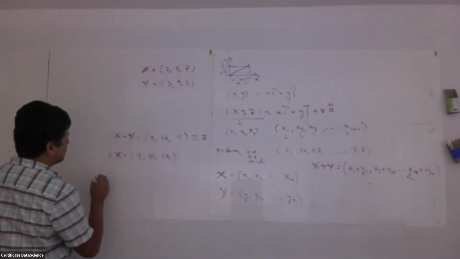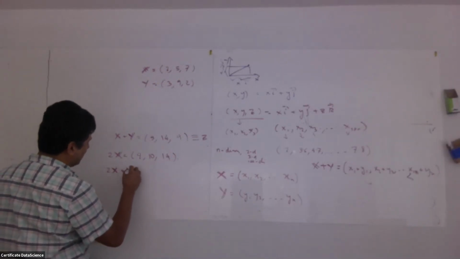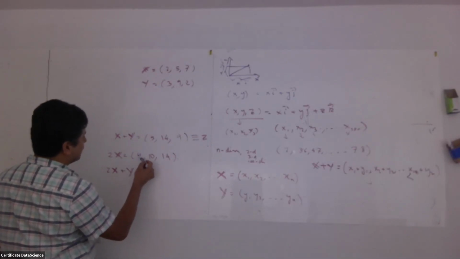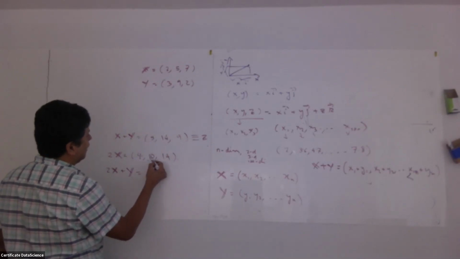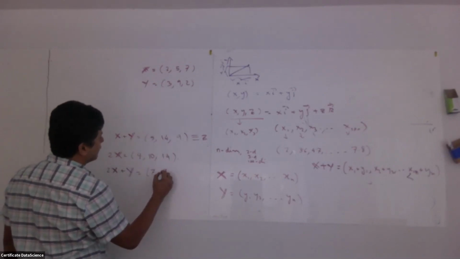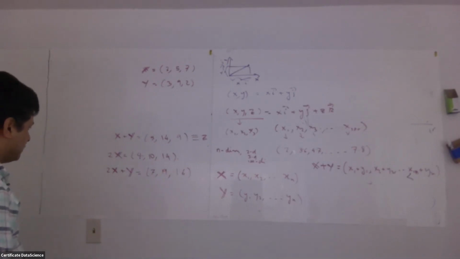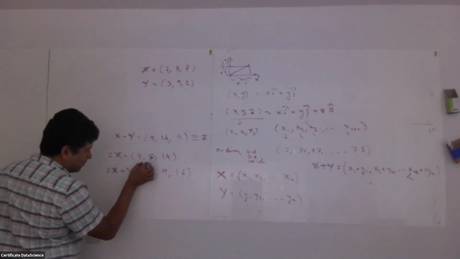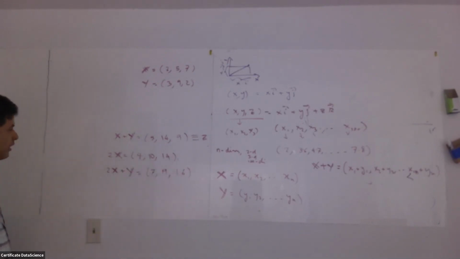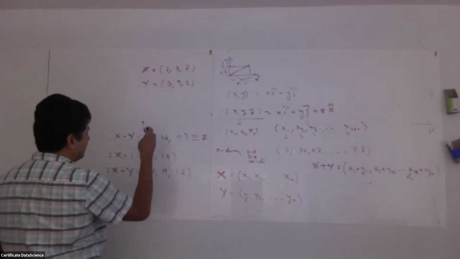I can also add this to Y, 2X after that plus Y. In that case, 4 plus Y, 7, and it's 10 plus 9, 19, 14 plus 2, 16. So this is how you can add vectors. When you multiply a number with a vector, you multiply that number component wise. And when you add two vectors, you add component wise and create the new vector.